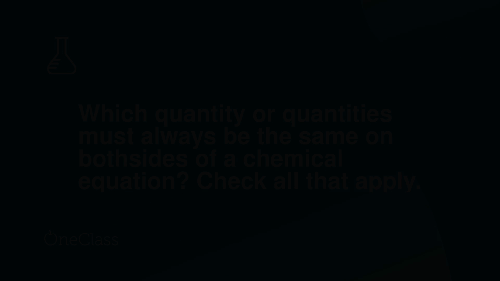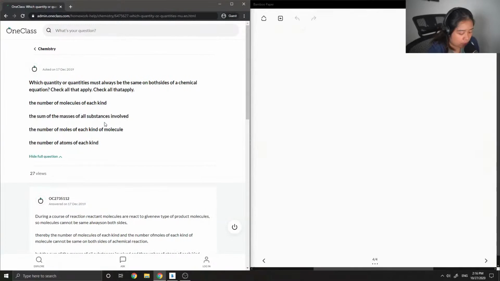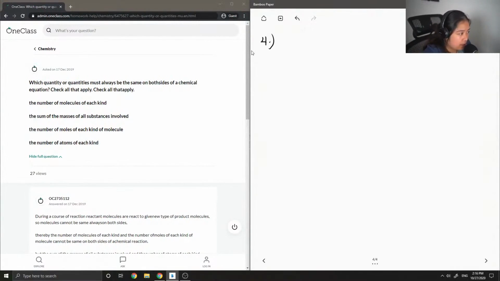Okay, so moving on to question number 4. Which quantity or quantities must always be the same on both sides of a chemical equation? Check all that apply.